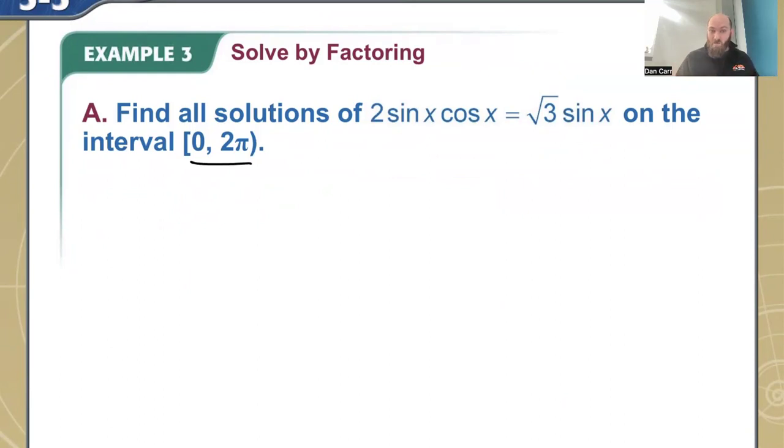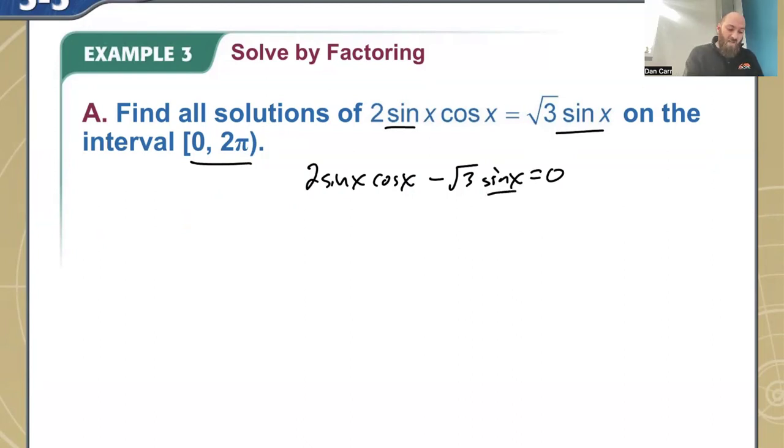I'm going to try to isolate as best I can. In this scenario, we're going to use some factoring when we go through this. So for example, I don't want to put sine of x here and sine of x here. I want to bring them together on the same side. So I'm going to subtract the square root of 3 sine of x. So that'll look like this: 2 sine of x cosine of x minus the square root of 3 times the sine of x is going to equal 0.